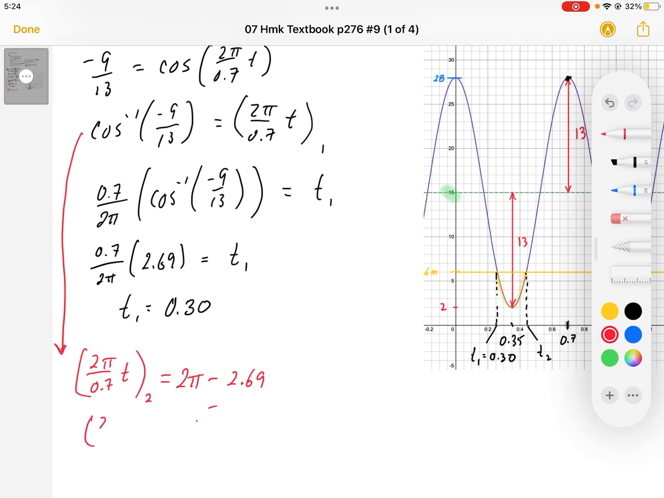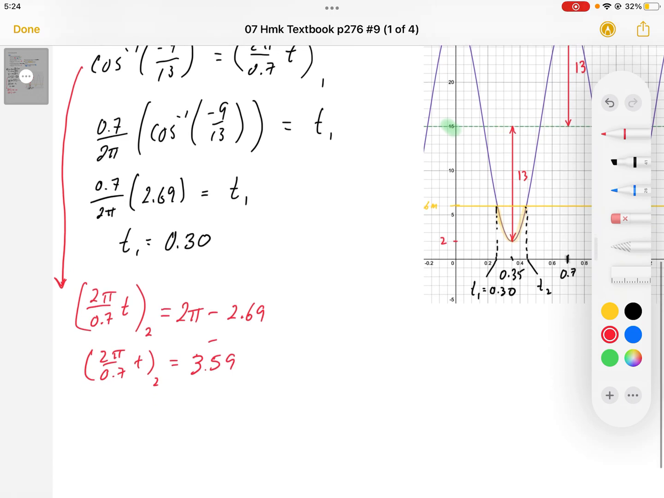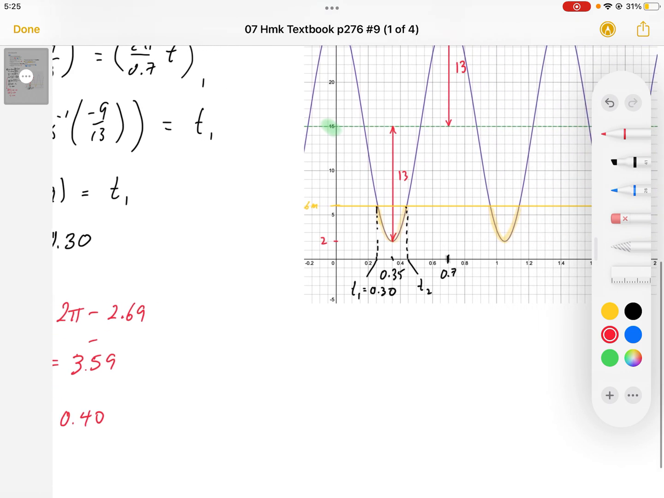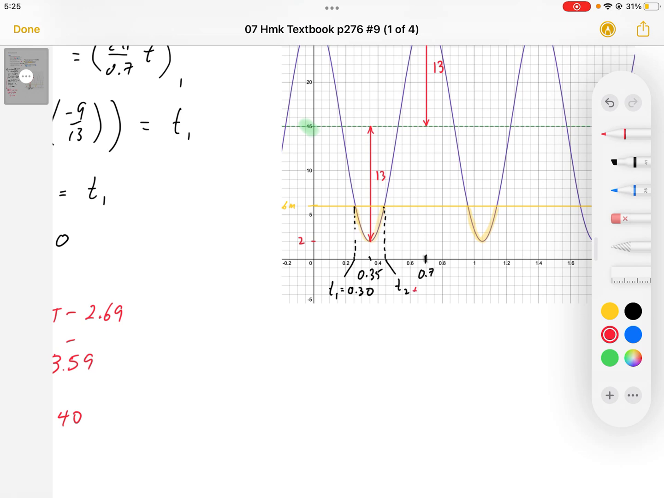Just going to give myself a little bit of room here to work. So 2 pi over 0.7 t is going to be equal to 3.59. And then solving for T2, we multiply that by 0.7 and divide by 2 pi. And we end up with a time of 0.40. Okay, so our theta 2 is 3.59. We use that to find T2, and that's equal to 0.40.